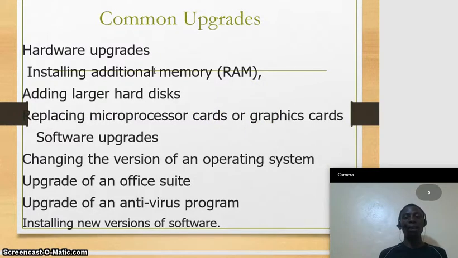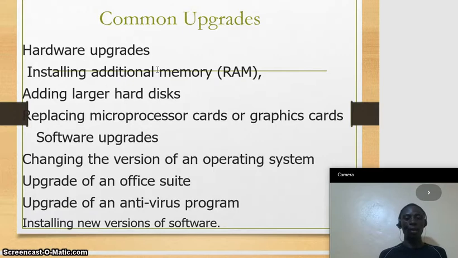Okay, so the common upgrades done, one is the hardware upgrade: installing additional memory, adding a larger hard disk in your computer, replacing the processor or microprocessor cards or graphic cards in your computer. Software upgrades. You can remove a given software, you upgrade it. If it is version 4, you add version 7. Changing the versions of an operating system from Windows 7 to Windows 10. Okay, you can upgrade your system.